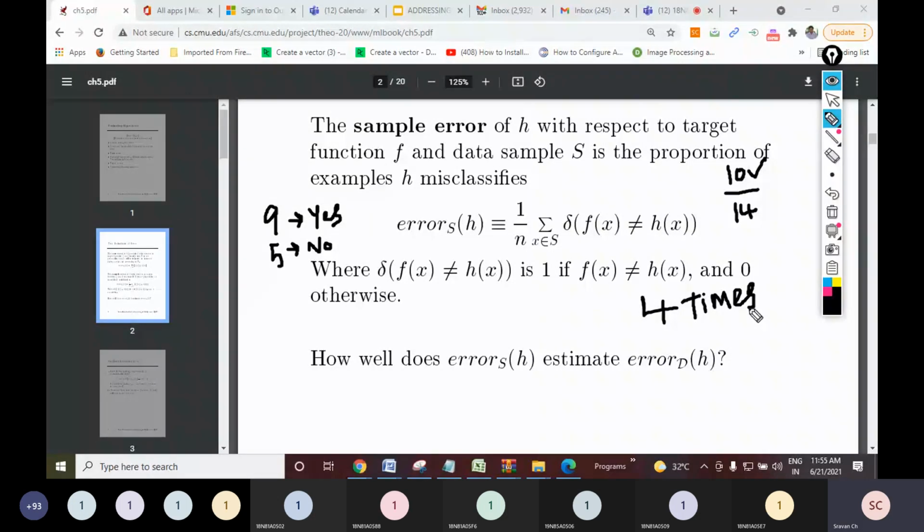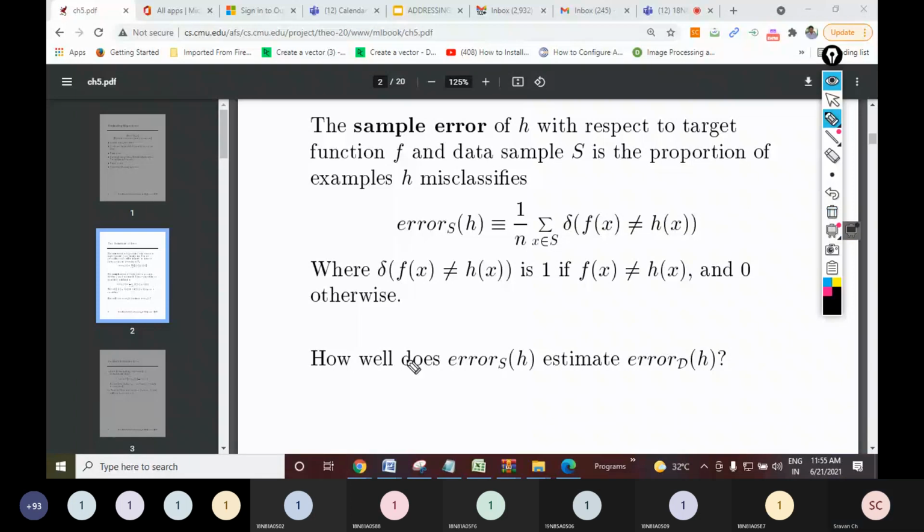Whereas true error is always a probability. Right? Now, how well does error S of H, where H means hypothesis and S means sample data, how well can the sample error estimate the true error? This is an interesting point.